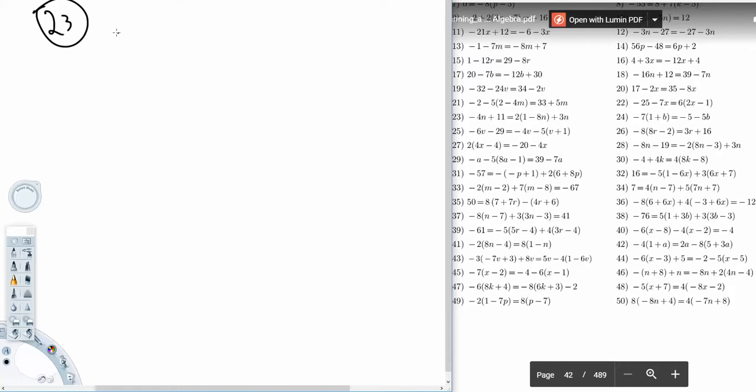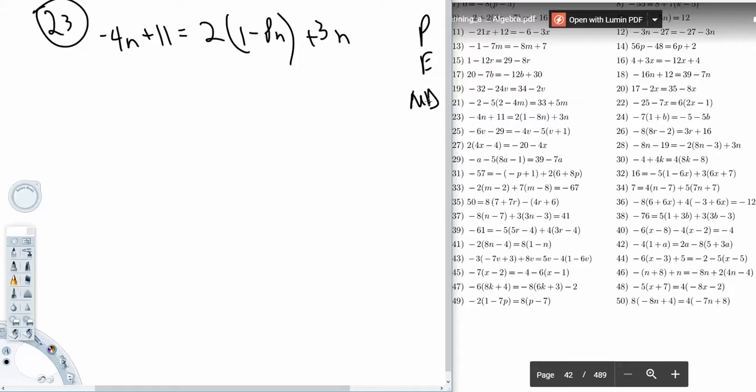These problems are so long. Minus 4n plus 11 equals 2 times 1 minus 8n plus 3n. Okay, so parentheses, exponents, multiplication and division, addition and subtraction. So in the parentheses, we have 1 minus 8n, or 8 nincompoops, or 8 apples. We can't do it. We just can't do it. So we have 2 here.